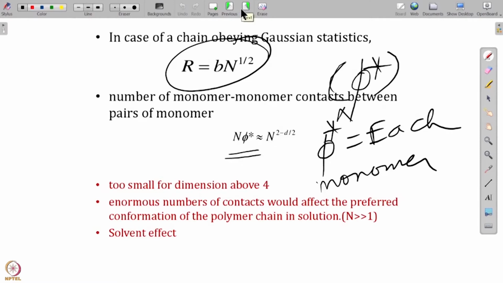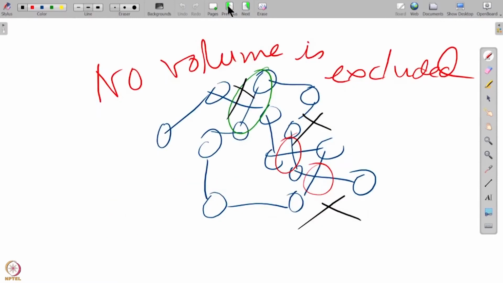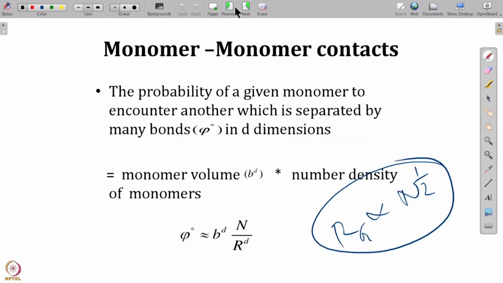So the probability of a given monomer, the probability is phi star, that a given monomer encounters another monomer. So this is not the number but the probability, but we are going to get the number from that.